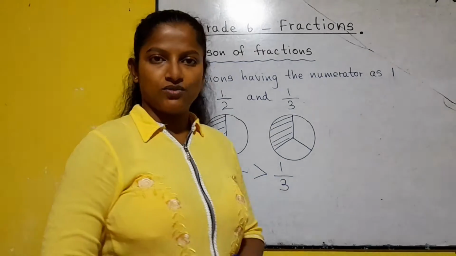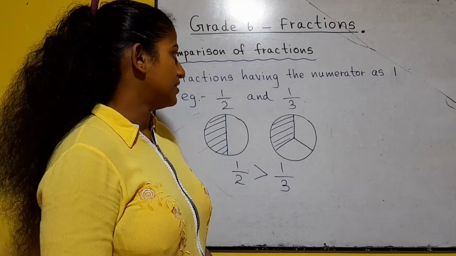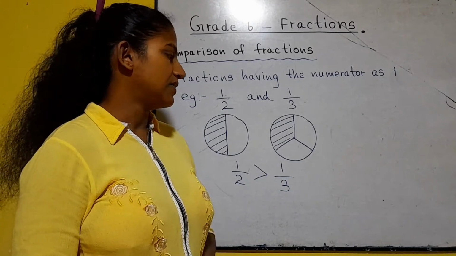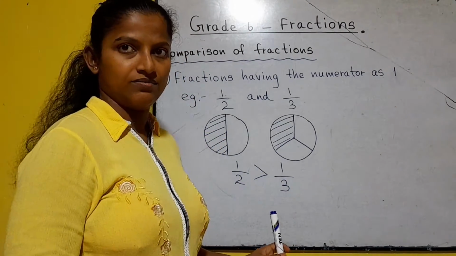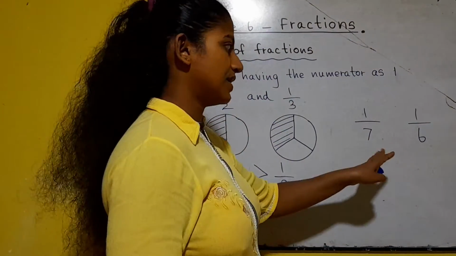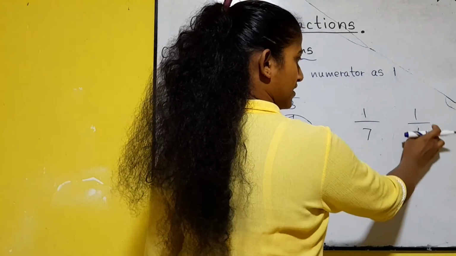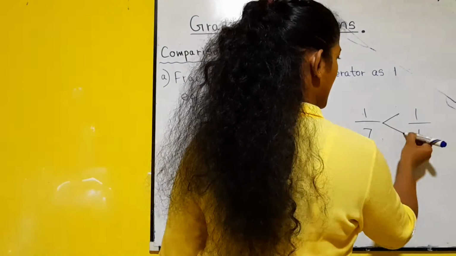The last conclusion that we can come to here is, if you take two unit fractions, then the fraction with the smaller denominator is the largest one. If I take two fractions like this, 1 over 7 and 1 over 6, the largest fraction here is 1 over 6 as it possesses the smallest denominator. So it is the largest fraction.